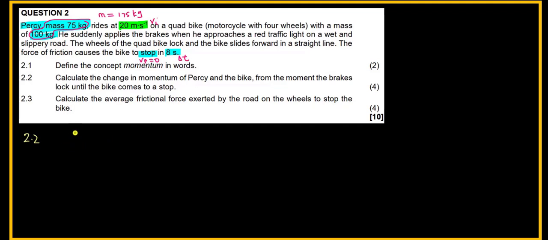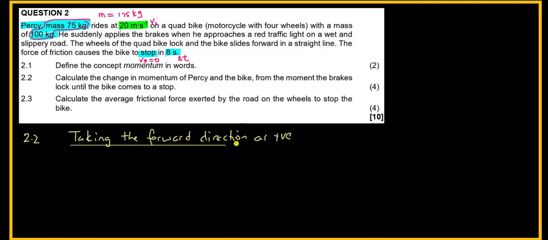Right, so we're just going to state our direction here. So I need you guys to always practice writing this statement down. So we're just taking the forward direction. Take the forward direction as positive. We're not told whether it's going to the right or to the left, to the east or to the west. So you just say wherever he was going, that particular direction is positive. So we want to calculate the change in momentum of Percy and the bike.